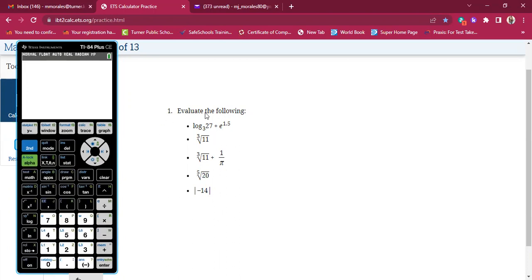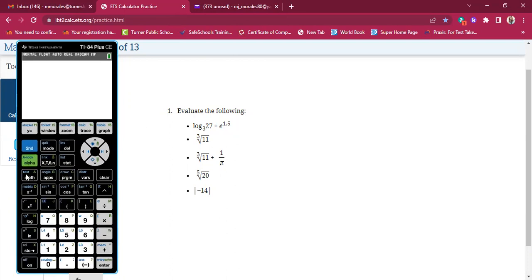Let us try to evaluate the following problems using this TI-84 Plus calculator. So this is what we're going to do. Let's try the first example. You are given log 27 base 3 plus e raised to 1.5.